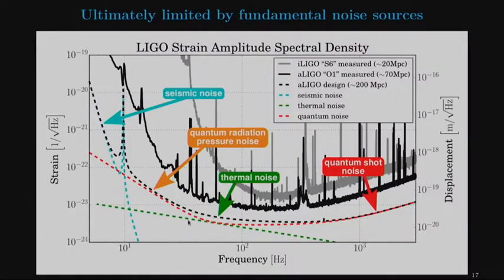This green trace down here is interesting because that's actually thermal motion in the test mass. The actual test mass, because it's not at absolute zero temperature, is going to be vibrating. All of the molecules in the test mass will be vibrating. And that is motion that will limit how much we can detect.